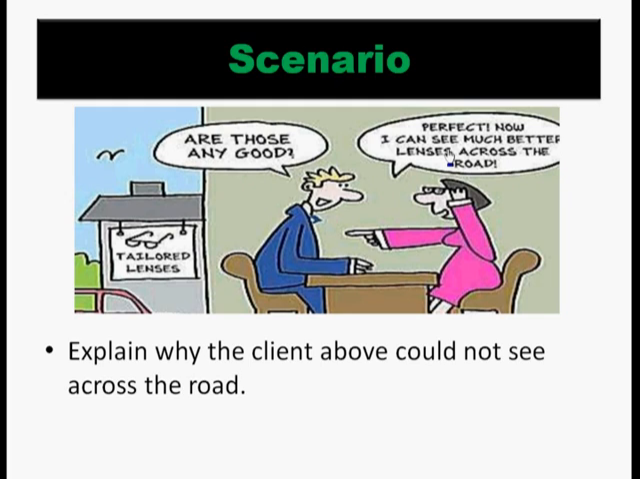But let me ask a question. If she says, I can see much better lenses across the road, it simply means she could not see across the road before. So it simply means that she could not see anything far away. So she's short-sighted. Good. Now explain why the client above could not see across the road. Let us find out why she could not see across the road.